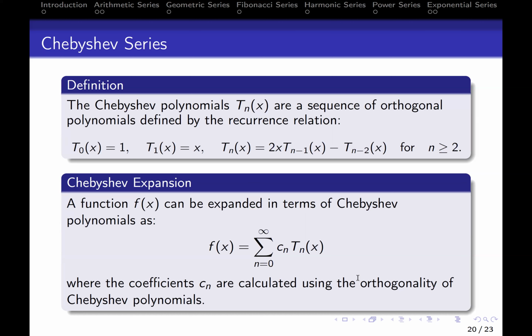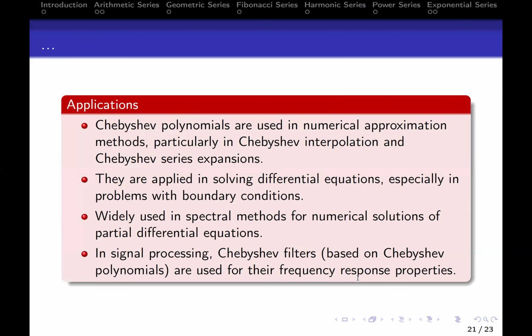And that pretty much looks like what we talked about. Well, not quite. It's looking a bit like what we have for generating functions, but not exactly, right? The only difference is that we have a coefficient, and we do not have that x raised to the power n component. The coefficients here are calculated using the orthogonality of Chebyshev polynomials.